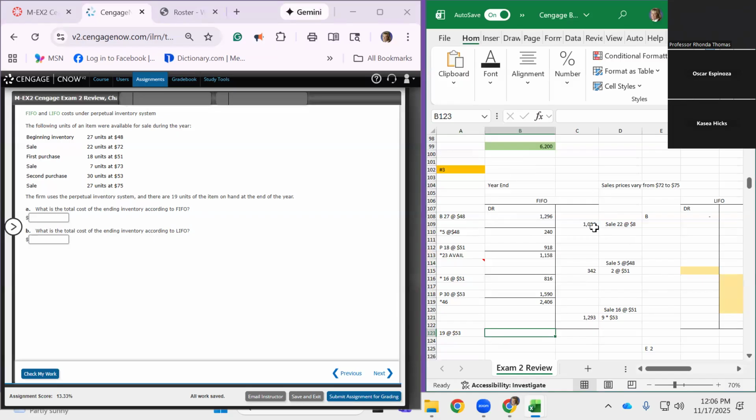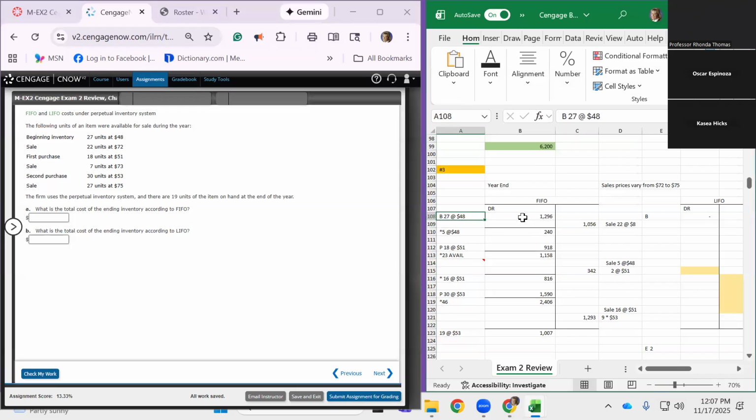I know that's much easier than going through this whole thing, but sometimes they want to know the cost of, so I went ahead and did it. I'm going to put 19 times 53. So it looks like we have 1007. Let me double check my math here.